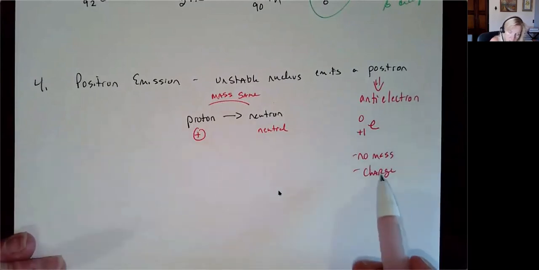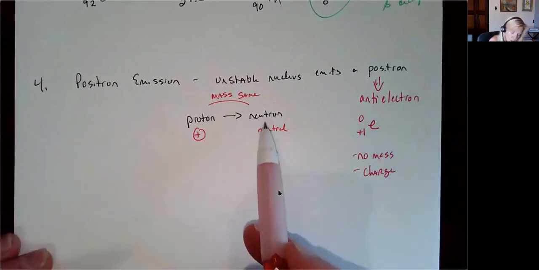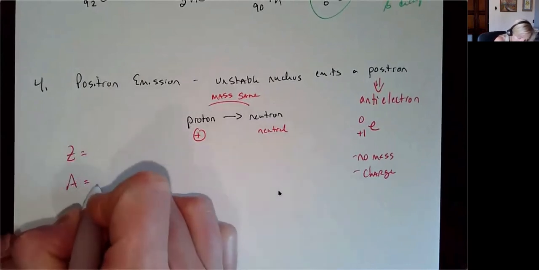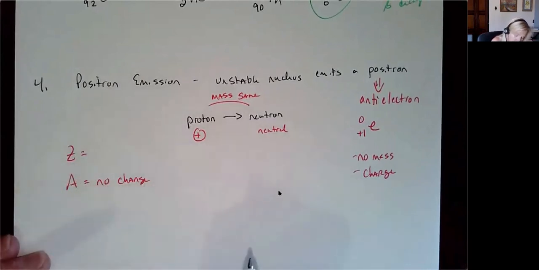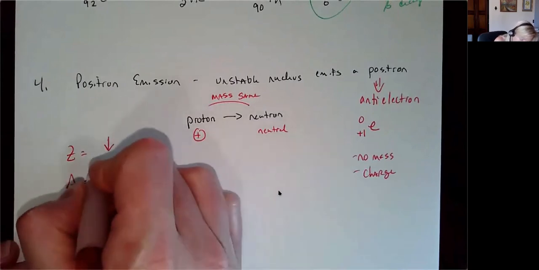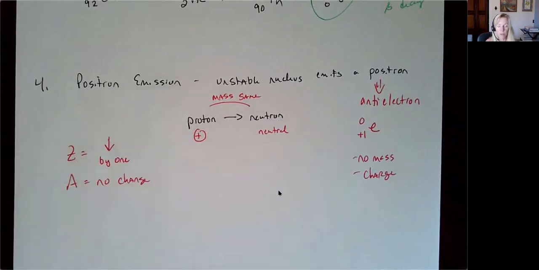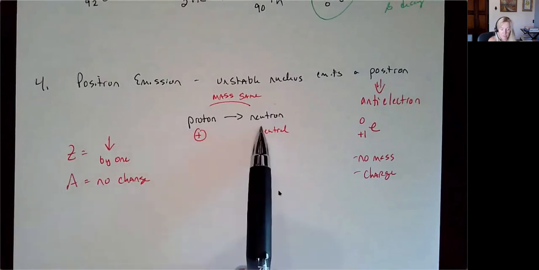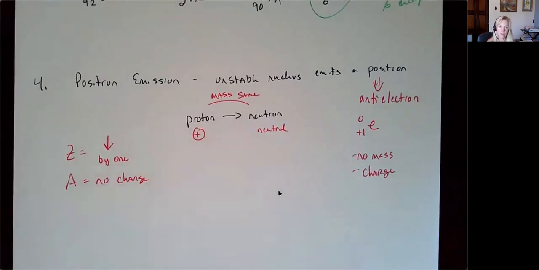So as a result, my proton is becoming a neutron, my atomic number is going to change, but my mass number is going to stay the same. My atomic number is going to go down by 1, because now I'm losing a proton in that parent nuclide, it's becoming a neutron. But my mass number doesn't change because protons plus neutrons make up that mass number.